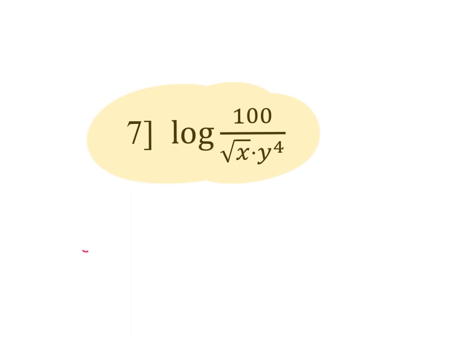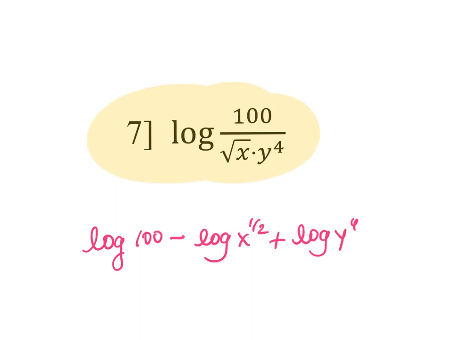So let's just take our time and write it out nice and simply. I have log of 100. When I see division, I think what? Subtraction. So minus. I write the word log every time. I'm going to say x to the 1/2, plus log y to the 4th.